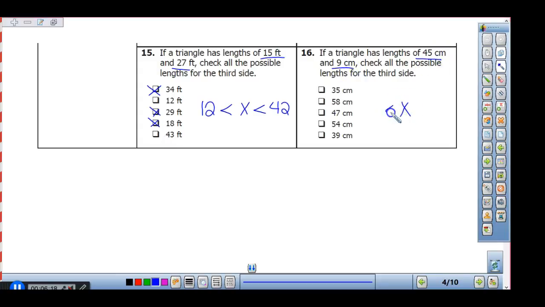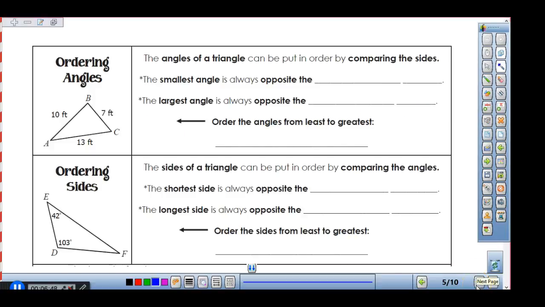Alright, so X is in the middle. Subtract them. Add them. Okay, so does 35 fall in there? No. 58? No. 47? Yes. 54? No. 39? Yes. Okay. Questions on the range? No. Alright. Ordering size.